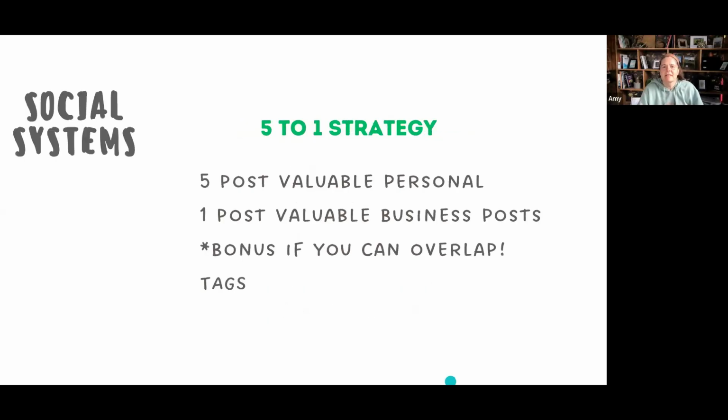All right. When we post on our pages, we want to use a 5-to-1 strategy. So on your personal page, you're going to create 5 posts related to your personal life. Okay. And then 1 post that's going to be business. Okay. Now, bonus, if you can subtly post personal and roll business into it, right?